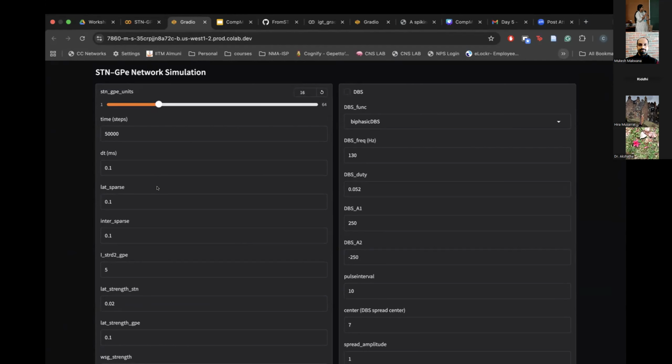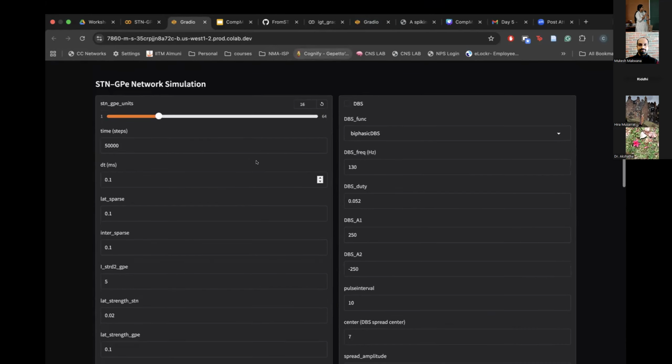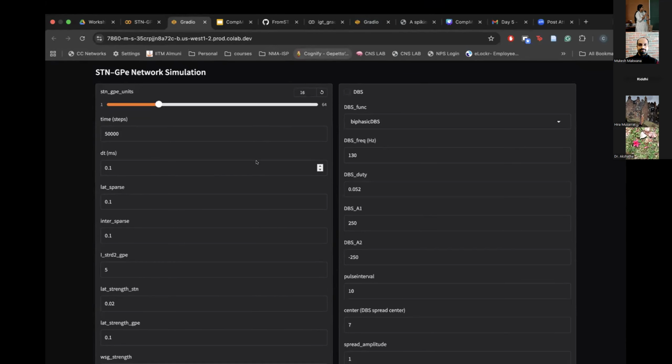So once you actually open it, it tends to look like this. This is the kind of simulator page you will have. The left side parameters are for the entire network. The right side is the DBS parameters. So if you checkbox the DBS, it will run with DBS. If you don't checkbox it, it will run with the normal parameters. So right now, I'm not checkboxing it.